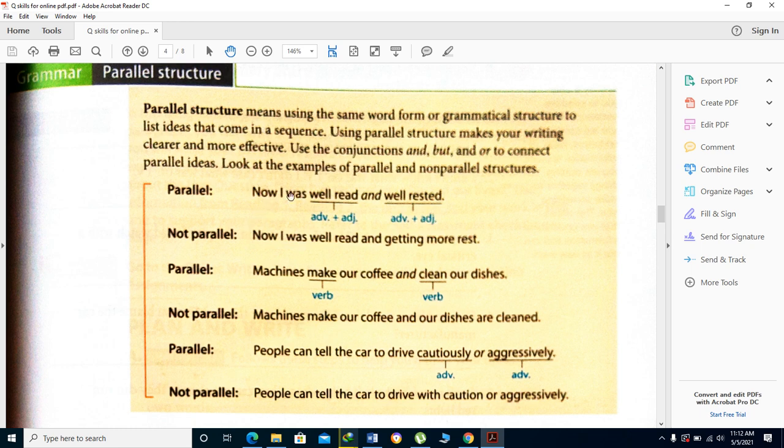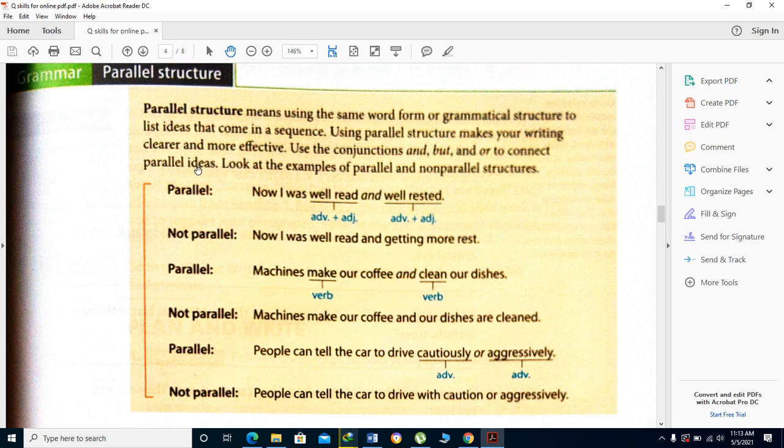So when you are writing, you have to take into account whether you are using parallel structures or not. Parallel structures means using the same word form or grammatical structure to list ideas that come in a sequence. So if you have a sequence of ideas, you have to use similar grammatical structure for it. Using parallel structure makes your writing clearer and more effective. These are the benefits. Use the conjunctions and, but, and or to connect parallel ideas.